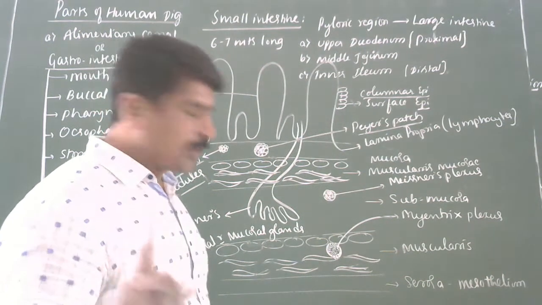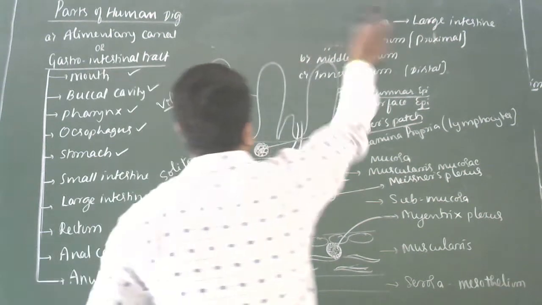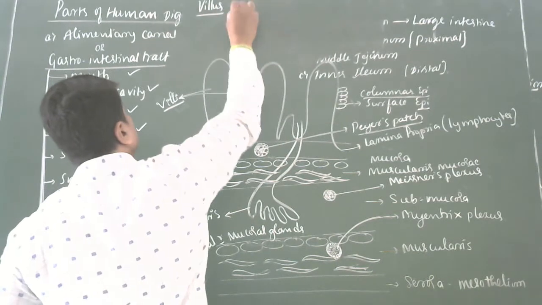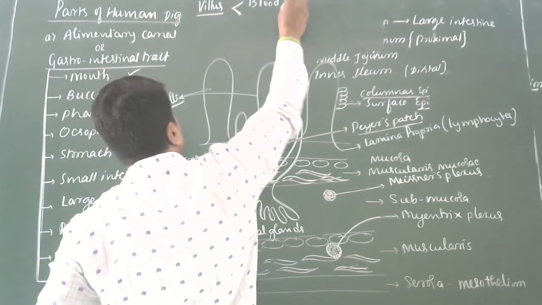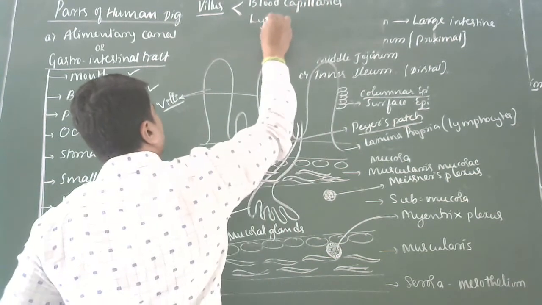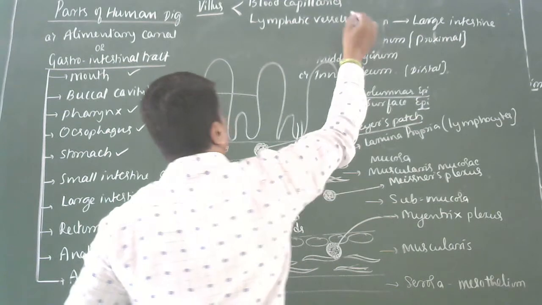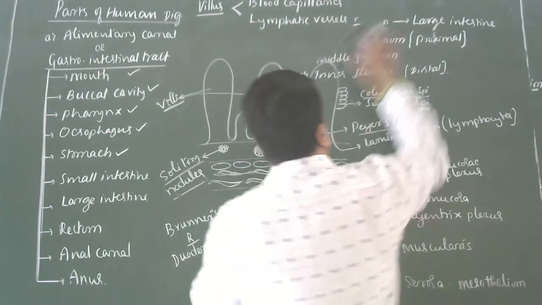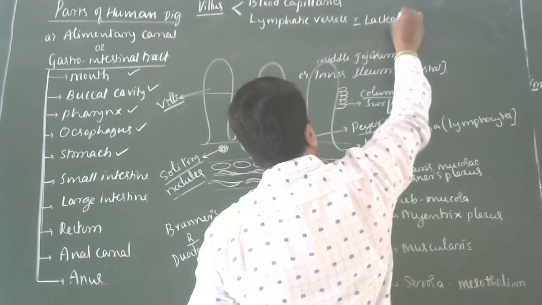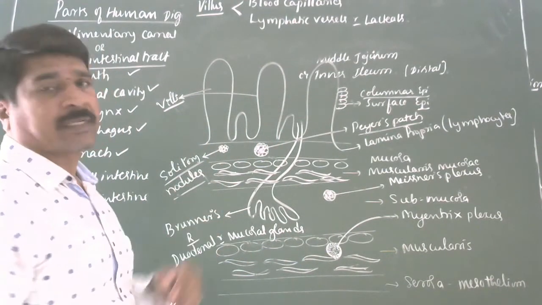Internally, this point is very important, students. You should keep it in mind. Internally, each villus contains a network of blood capillaries and lymphatic vessels. Lymphatic vessels are also called lacteals. Internally, each villus contains a network of blood capillaries and lacteals.